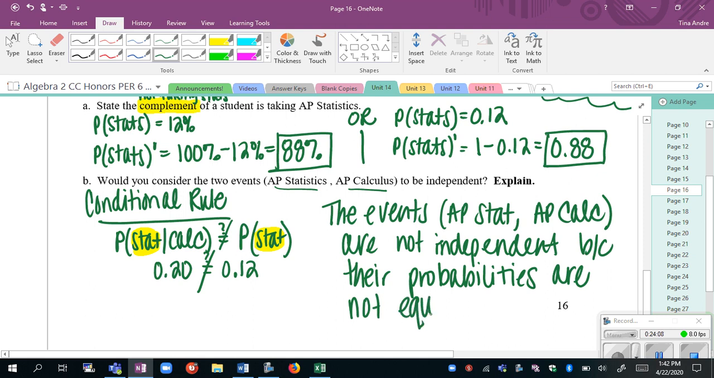So again, same sentence at the end every time. If you got that the probabilities were equal, then the only difference is you would say the events are independent because the probabilities are equal. If they're not equal, then not independent. And it's basically the same sentence at the end. So that's it for using our tables for testing for independence. So go ahead and try the homework problems.